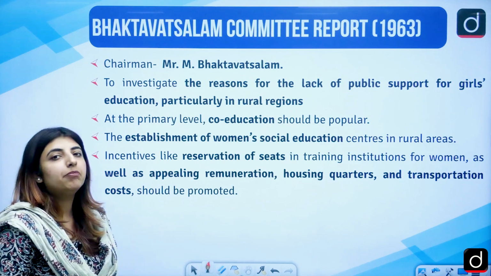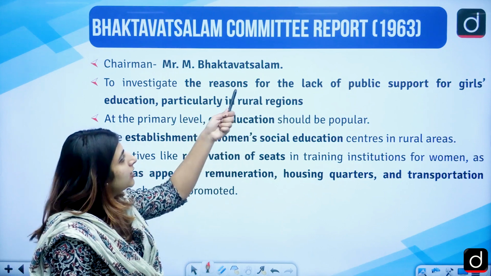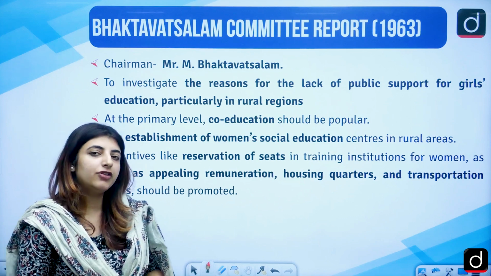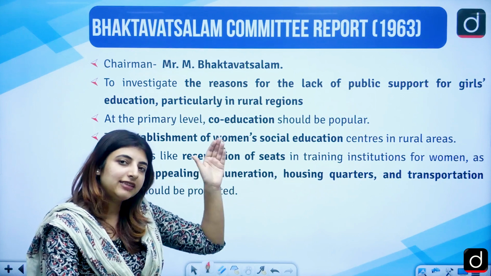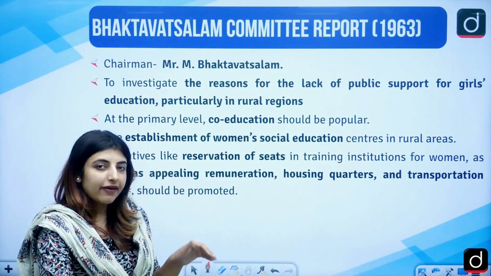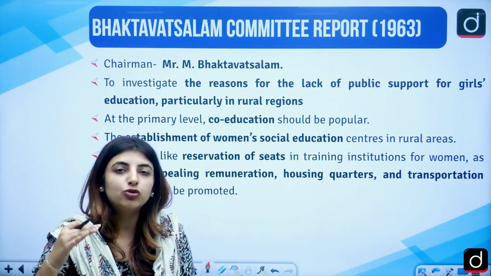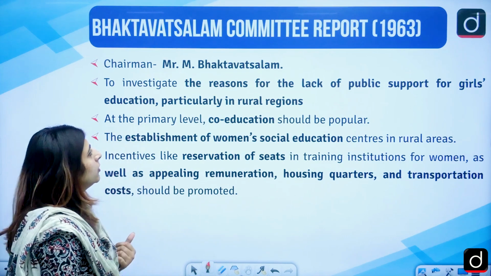Then we have the Bhaktavatsalaam Committee or Bhaktavatsalaam report, that is in 1963. And again, I will try to bring these very things to your notice in a chronological sequence, so you have the ease of noting these things down on a piece of paper whenever you are making your notes while watching these videos.